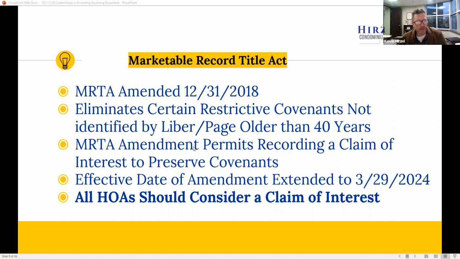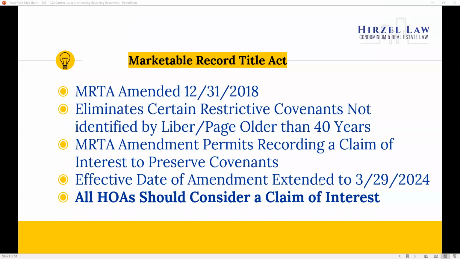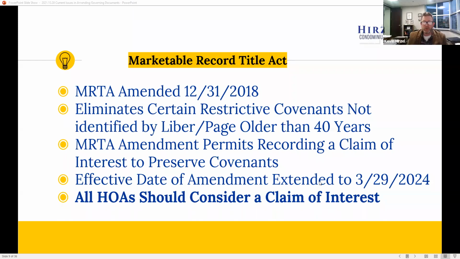Although not part of the amendment process necessarily, there is a significant change in the law that is especially relevant for individuals and communities that are HOAs. At the end of 2018, as part of a lame duck session of our legislature, there was an amendment to the Marketable Record Title Act. What this amendment accomplished was pushed by the title insurance industry. And in essence, what it does is it eliminates restrictive covenants that are not identified by Liber and page number and older than 40 years.